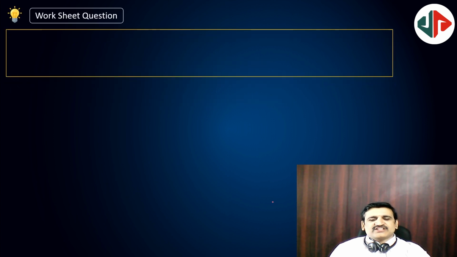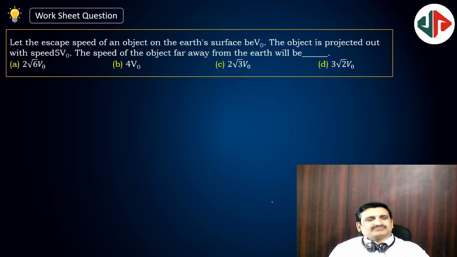Very first question is, let the escape speed of an object of the earth be V0. The object is projected out with a speed 5 V0. The speed of the object far away from the earth, that means at infinite distance from the earth, what will be the speed? Projected speed is 5 V0.